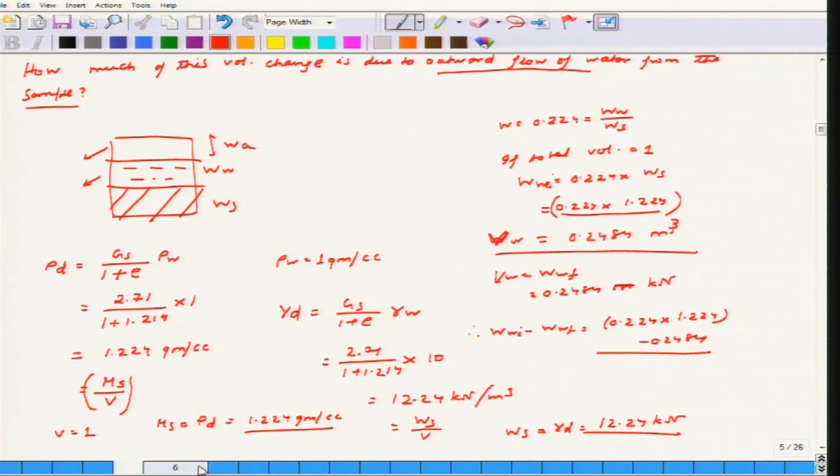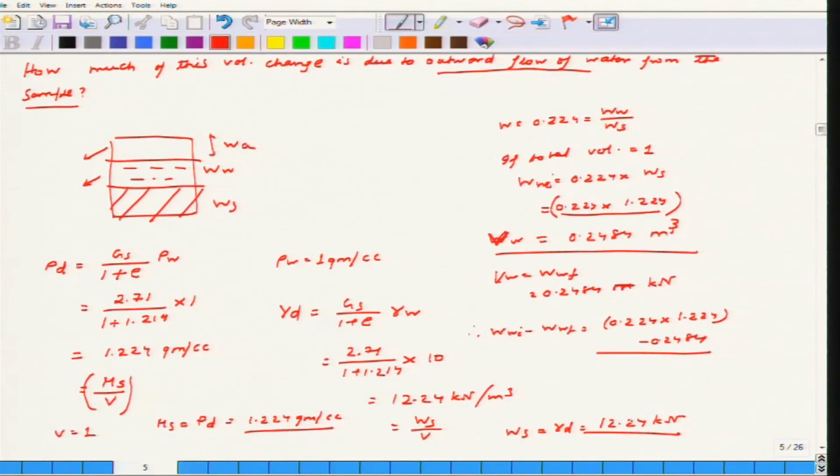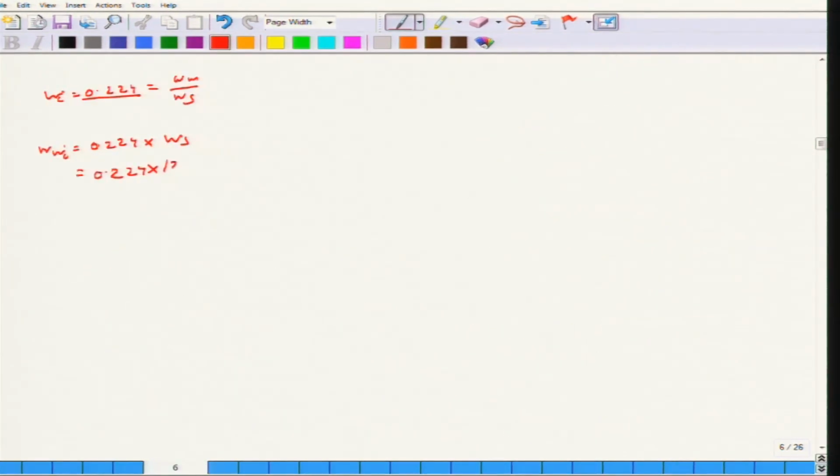Now we also know again that W is equal to 0.224, which is WW by WS, so the weight of water is equal to 0.224 into WS. Remember this 22.4 is the initial water content. This is not after isotropic compression, but before the isotropic compression. So the initial weight of water is equal to 0.224 into WS, which was found out to be 12.24 kilonewton.